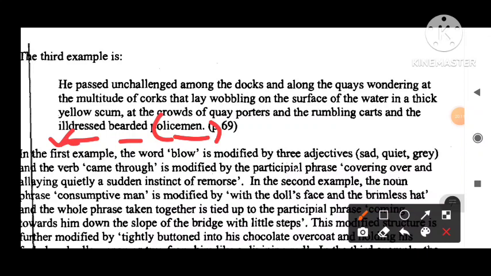Ill-dressed bearded policeman. And the water in a thick yellow scum, at the crowds of quay porters and the rumbling carts. What type of carts? That is rumbling carts. Along the quays wandering, here it is the adverbial clause, and passed unchallenged among the docks, a multitude of corks that lay wobbling on the surface of the water.